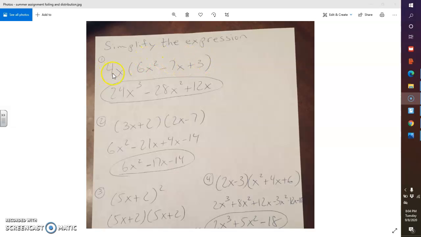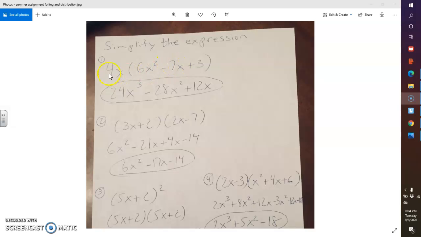each term. So first, 4x times 6x squared, the 4 times 6 is 24. We have to follow exponent rules. X times x squared, when there's no exponent written, it's assumed to be 1, and our basic exponent rules mean x times x squared, we keep the base and we add the exponents. 2 plus 1 is 3, so we get 24x cubed.